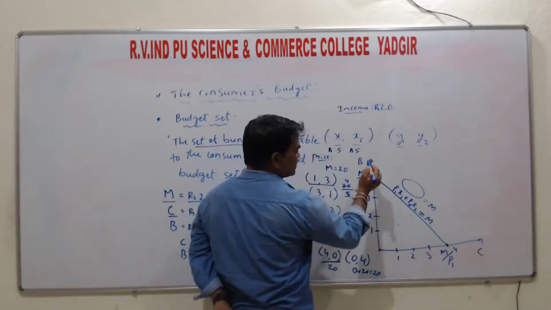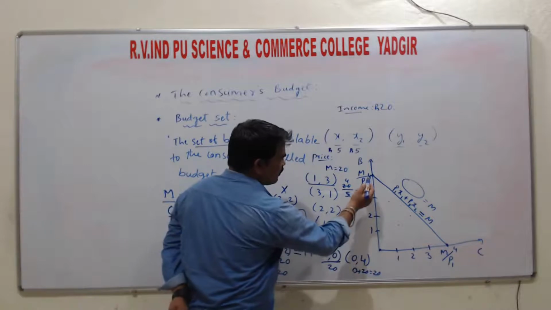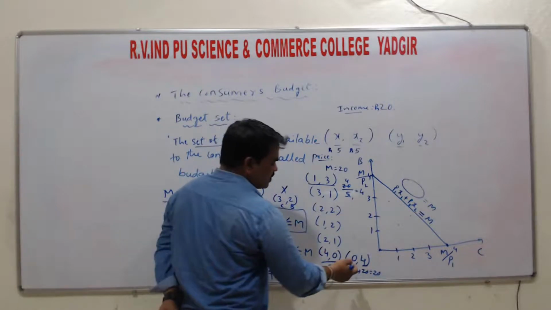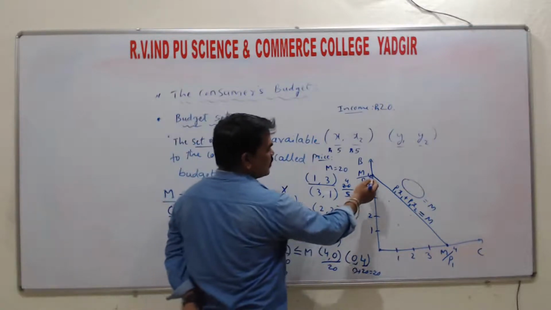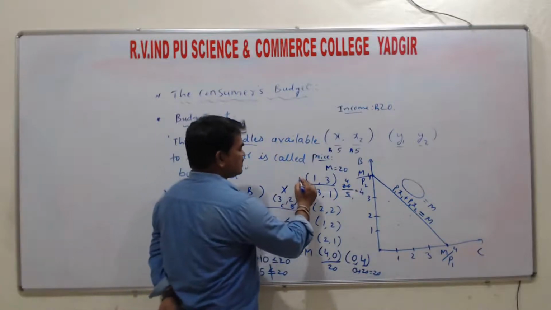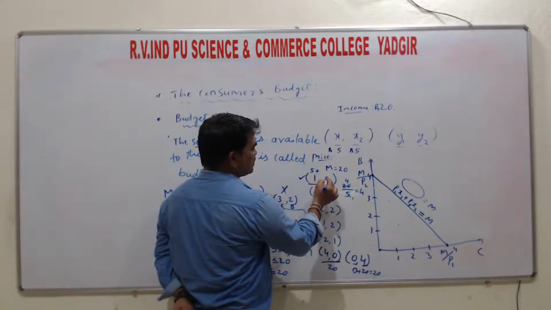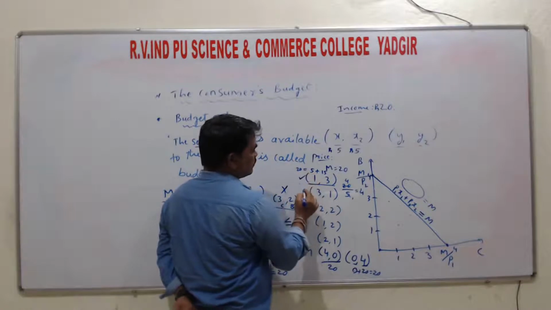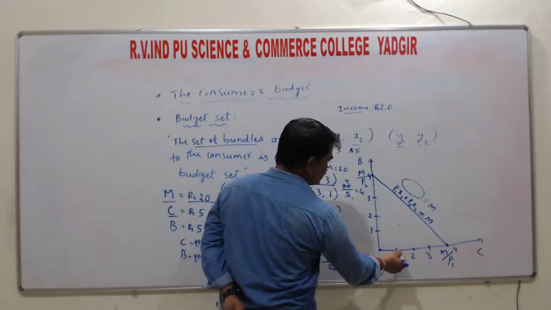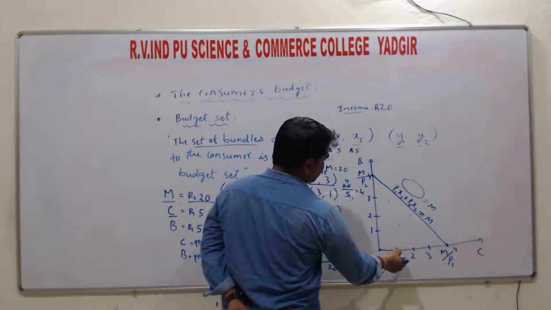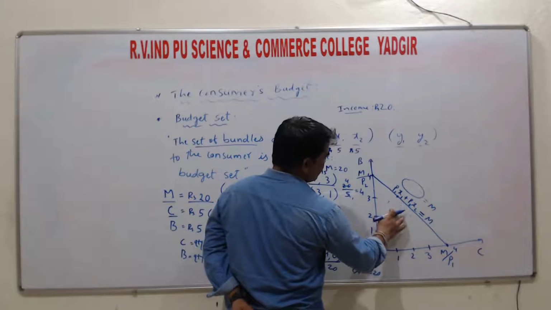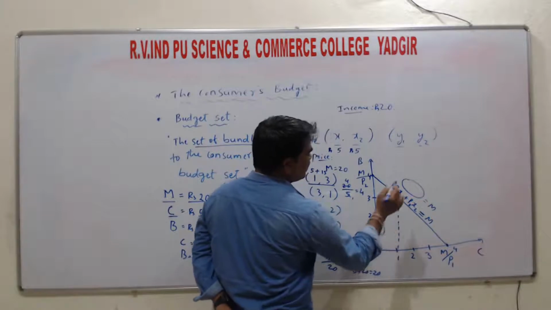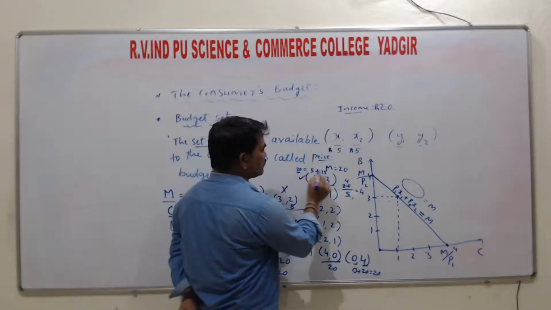But why is it on the y-axis? Because he is spending all his income on biscuits. He is getting 4 packets of biscuits, chocolate he is keeping at 0. That's why this is on the y-axis. Now you will select this. 1 chocolate at 5 rupees plus 3 biscuits at 5 rupees is 20 rupees. Again it is 20 rupees. So 1 chocolate, 3 biscuits. So we'll get a point here.